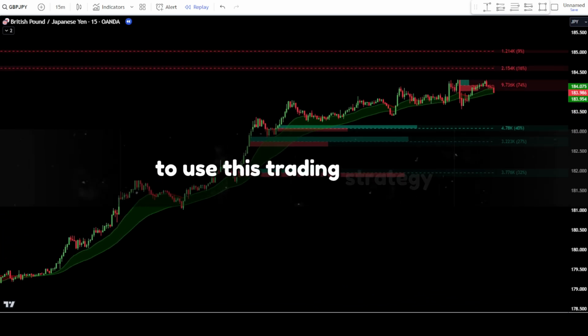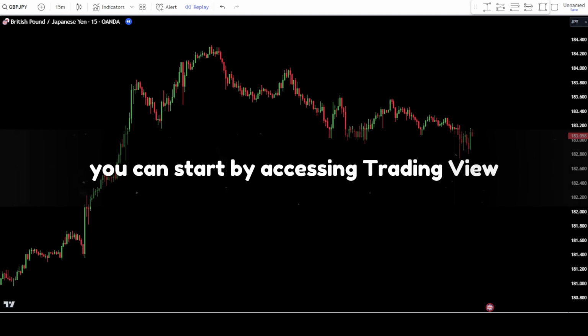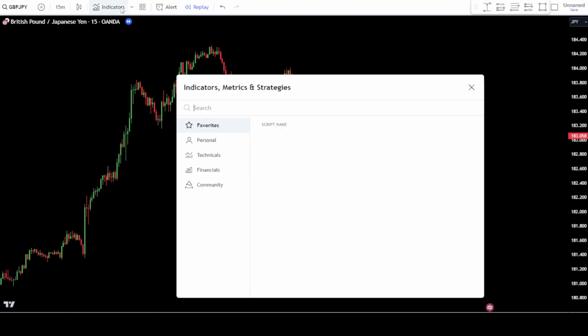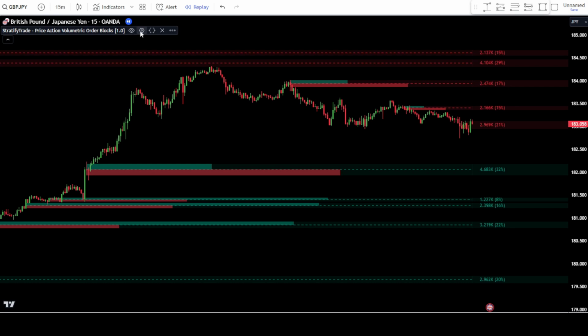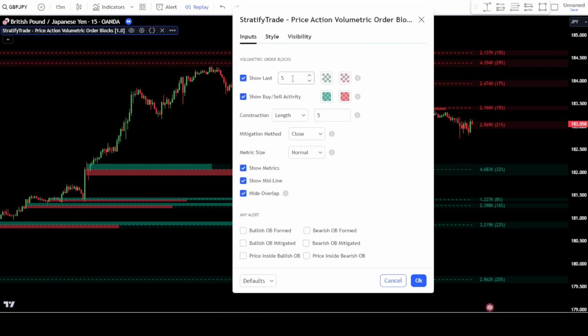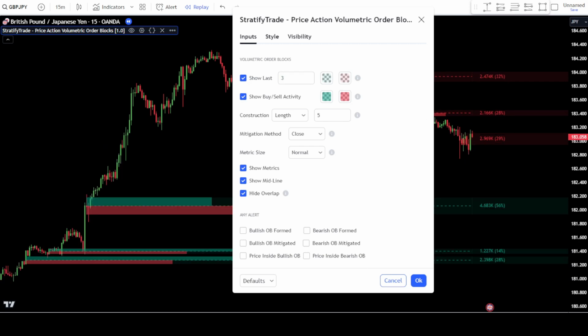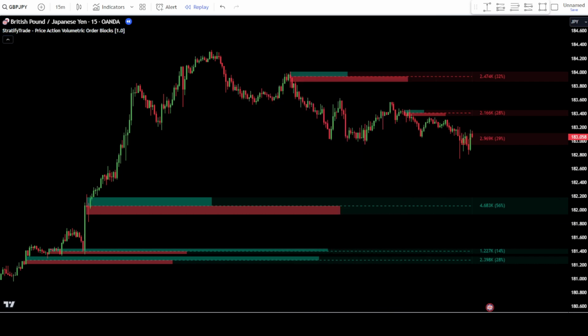To use this trading strategy, you can start by accessing TradingView. Then, navigate to the Indicator Search tab. In the search bar, type Price Action Volumetric Order Blocks and select Price Action Volumetric Order Blocks by Stratify Trade. Next, enter the settings of the indicator. In the Input tab, change the Show Last number to 3. This controls the number of volumetric order blocks displayed on the chart. If you wish to display more order blocks, you can adjust this number according to your preference. You can also set up alerts according to your preference. Once you're done, click OK to confirm the changes.